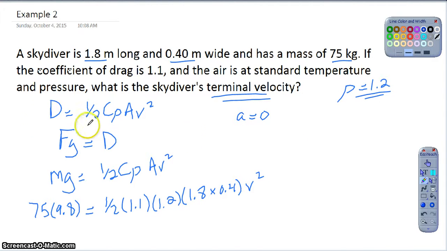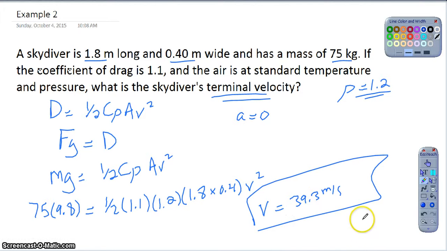So in solving for this equation here, that's what's going to give me my terminal velocity. Okay, so again, just a little bit of simple algebra, hopefully nothing too bad. When I solve for that velocity, I end up getting about 39.3 meters per second. So hopefully you get something around that ballpark too. But anyway, finding terminal velocity, again, the key concept here is the force of gravity is equal to the drag force.